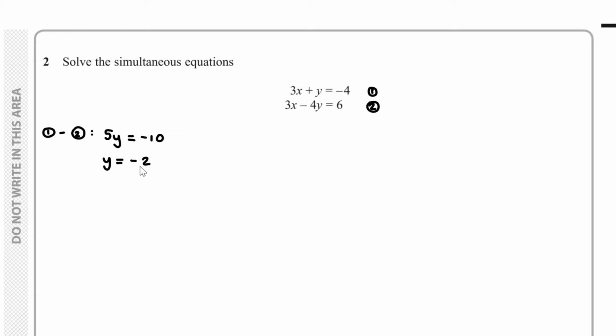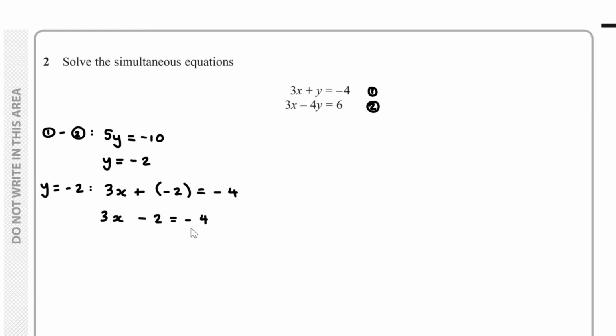Because minus 10 divided by 5 is minus 2. We can now use this value of y equals minus 2 and substitute this into either equation to find out what the corresponding value of x is. So, if I sub into equation 1, we have 3x plus y, which I've just said is minus 2, and this is equal to minus 4.